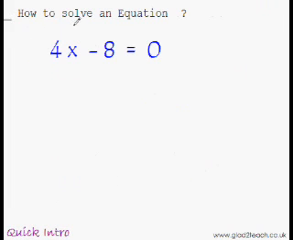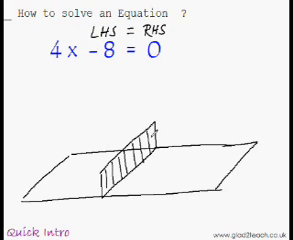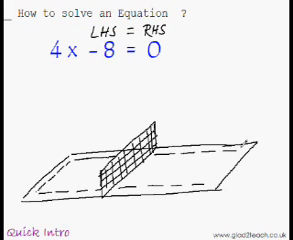So now tell me how to solve an equation. Now this is a linear equation and any equation has two sides, LHS and RHS. LHS means left hand side and RHS means right hand side. Like a tennis court, it has two sides. See, the left hand side and the right hand side.